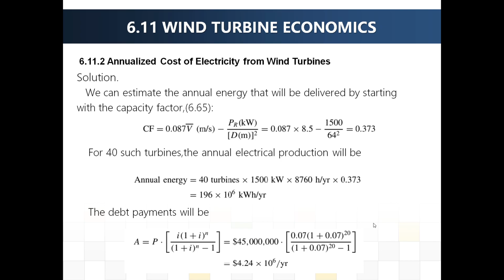The debt payment A for the year will be 45 million multiplied by 7%, multiplied by 1 plus 0.07 to the power of 20, divided by 1 plus 0.07 to the power of 20 minus 1, which is equal to $4.24 million per year.